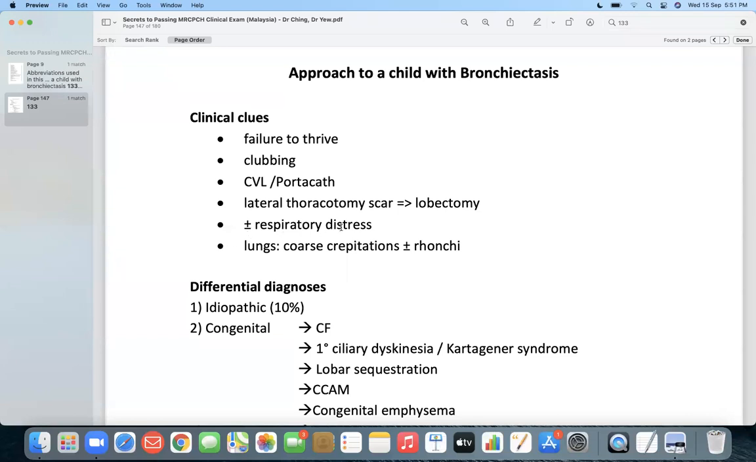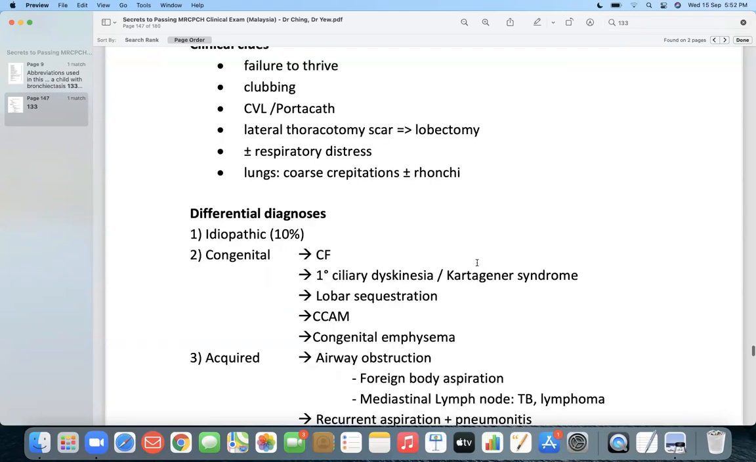Plus or minus respiratory distress, you will check for the distress, and lungs, coarse crepitations or rhonchi. Usually if there is no lobectomy, the child can have coarse crepitations in the bronchiectatic lobe. So what are the things you see? Failure to thrive, look for clubbing, and for the presence of CVL, portacath or at least scars, if it was performed before. Then lateral thoracotomy scar, any respiratory distress, coarse crepitations and rhonchi.